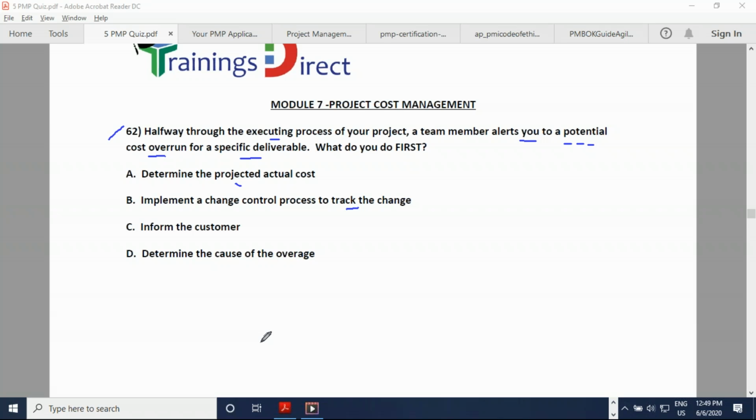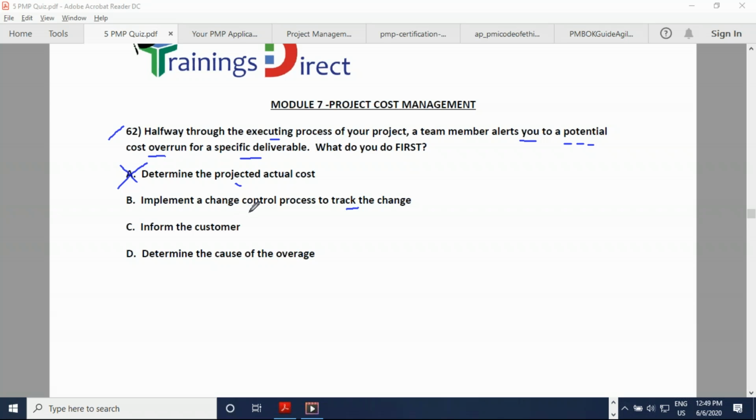In monitoring and control, what we do, we first compare, then we do the analysis, then we forecast. Comparison probably already done. Somebody is alerting us. So the next thing may be to find the reason why this could happen. So determine the projected actual cost. This may be too early. We can always do that afterwards, but initially we need to understand what's going on and what is the reason for that before we can project.